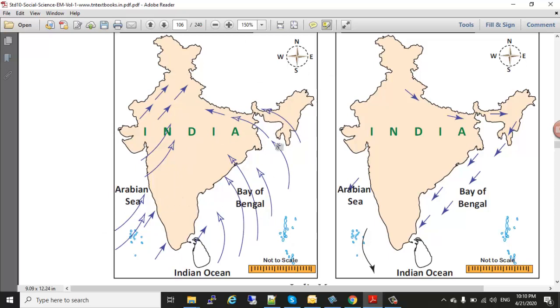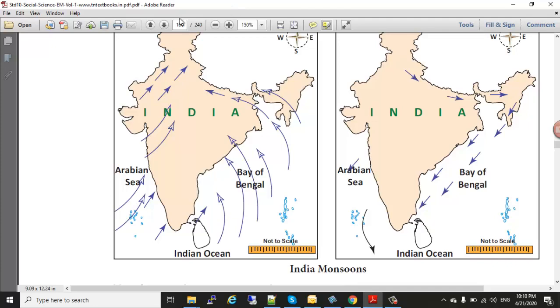One you can represent as southwest monsoon, and this one you can represent as northeast monsoon. So these are the two important directions: the direction of southwest monsoon and the direction of northeast monsoon. Okay, we will go to the next one.